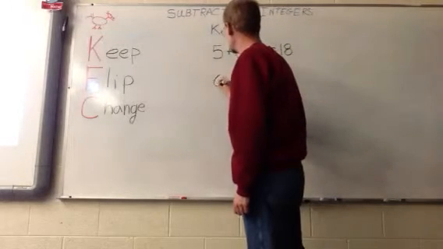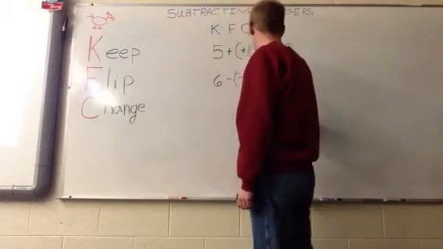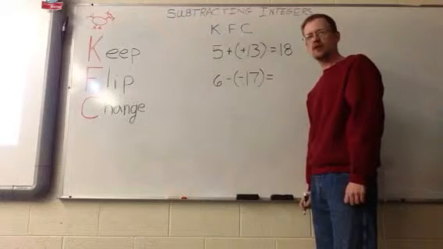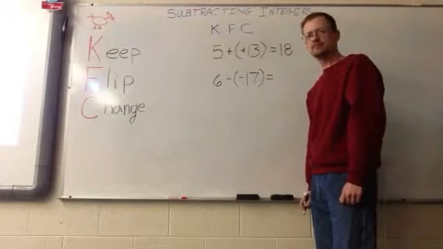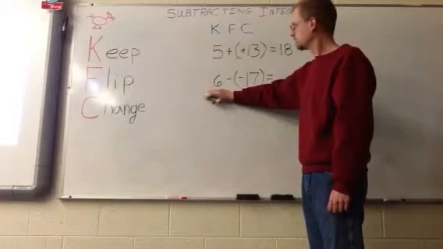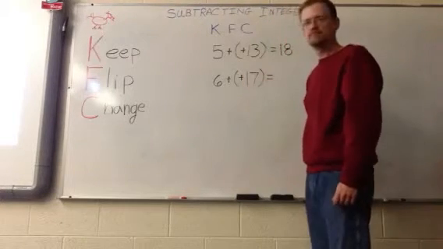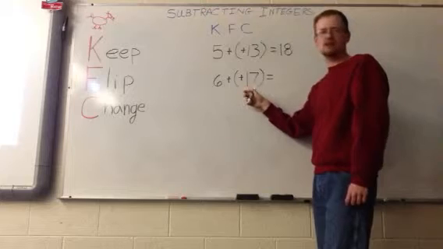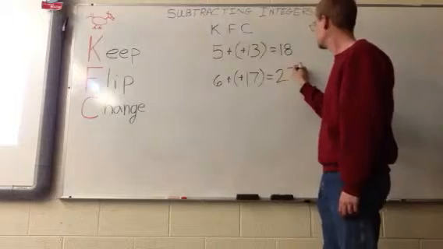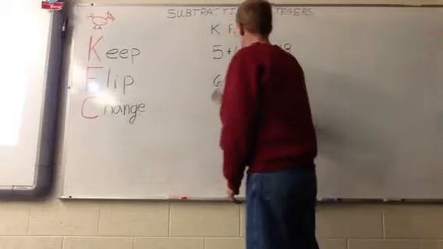Let's try one again. Let's go with 6 minus a negative 17. Pause the video, give everyone just a little bit of time to work on that. When we're ready, hit play. Okay, let's take a look. Keep, flip, change. What do we have? 6 plus a positive 17. Just two numbers to add together, we get 23.